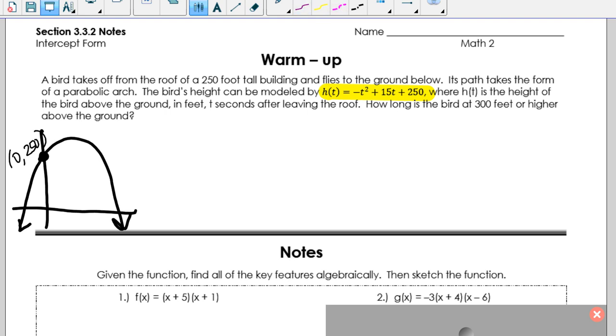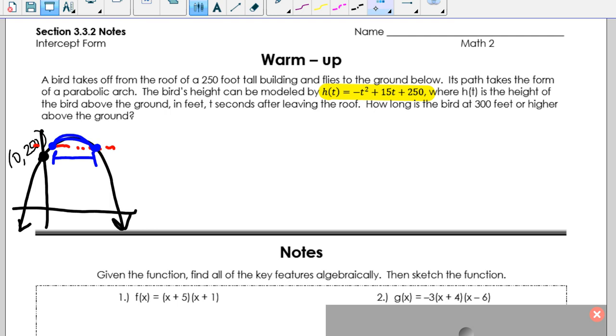The question's asking how long is the bird at 300 feet or higher? So 300 feet is somewhere around here, let's say. They want to know how long the bird is above. So from here to here, we want to know what that distance is in time, from what time to what time.